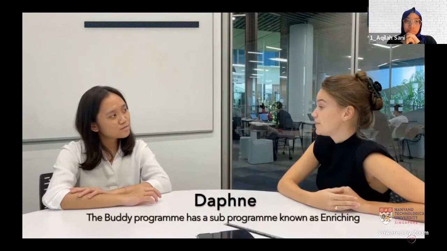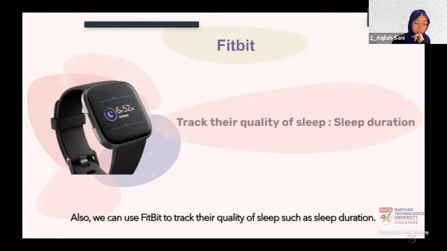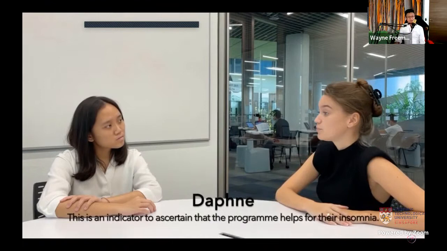The Buddy Program has a sub-program known as Enriching Lives of Seniors Program to encourage active living. The program entails activities such as exercises and cognitive activities like puzzles, hence decreasing sedentary lifestyle. Moreover, Kim and colleagues showed that older adults with high social and cognitive activity engagement are likely to have fewer insomnia symptoms. Also, we can use a Fitbit to track their quality of sleep, such as sleep duration. This is an indicator to ascertain that the program helps their insomnia.